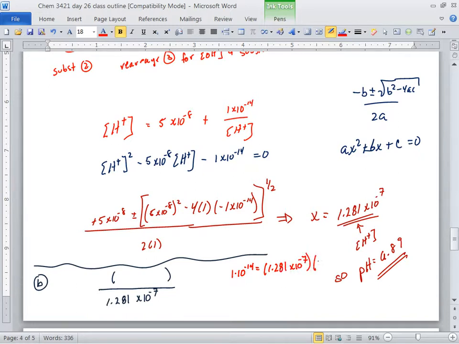Do you get like 0.6 for that? Yeah. So did anybody get a final answer? Really? 60%. Monica, what did you get for your hydroxide concentration? 7.81 times 10 to the negative 8. Thank you. So that's what goes in here.